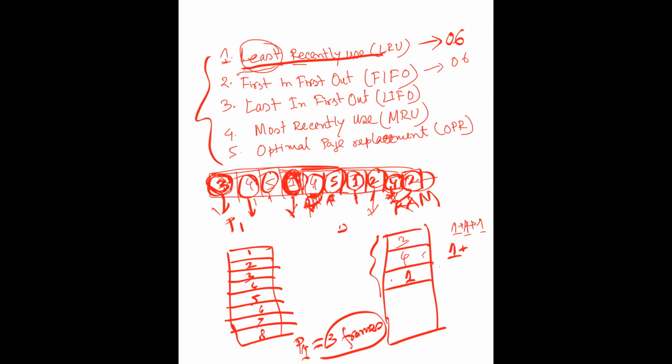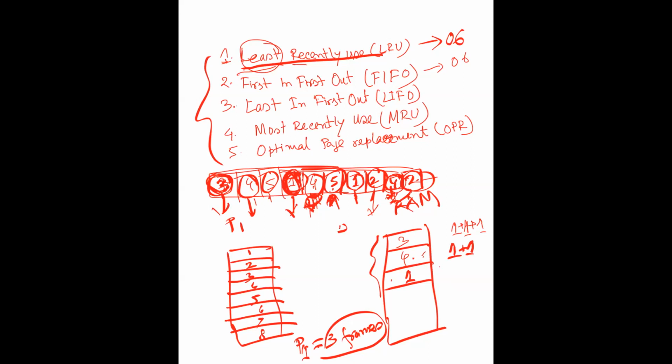Okay. Now page 4. Page 4 is inside RAM, so no page fault. Then again 5. Now you see the 5 is not available inside the RAM. Okay, so there is one page fault. Now let's see which page will be replaced by 5. The page that last came inside the RAM.